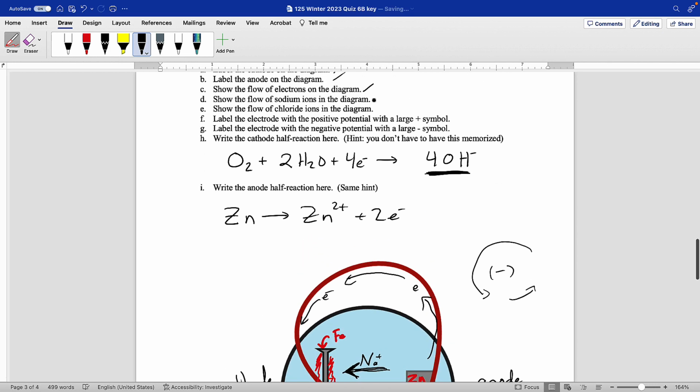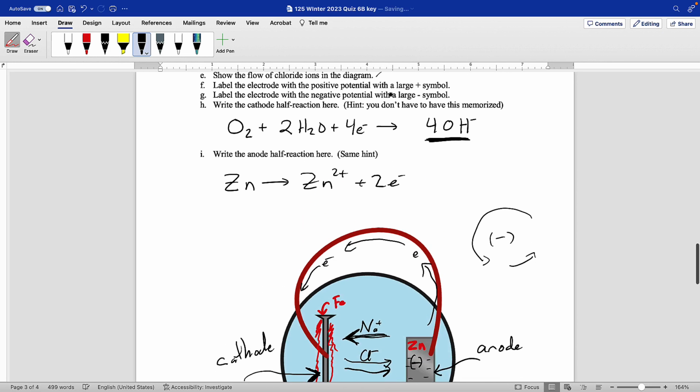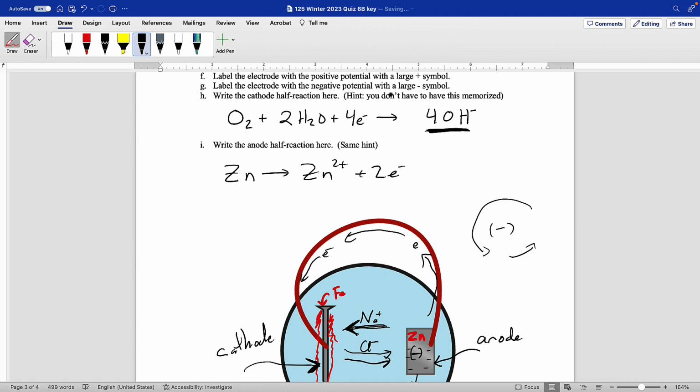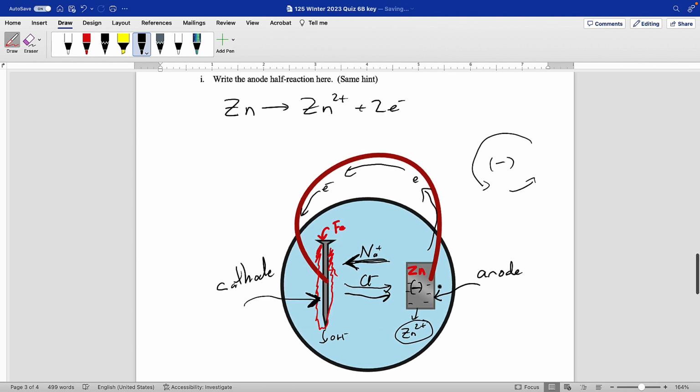Yeah, our flow of ions, we can mark that off. Oh yeah, we already said that the anode is negative, so let's put a little plus sign here on our cathode. Okay, and this makes sense too.